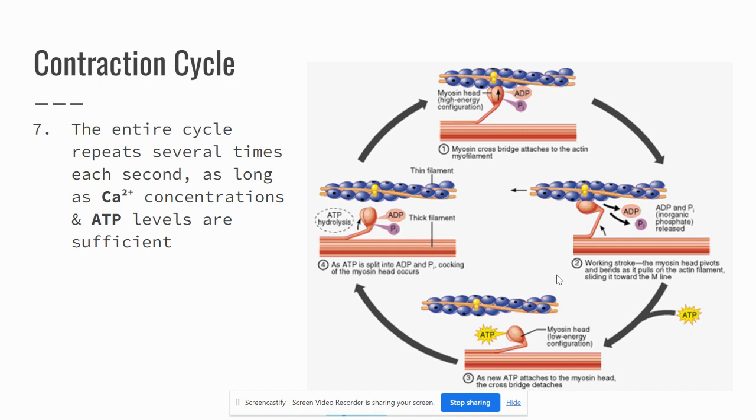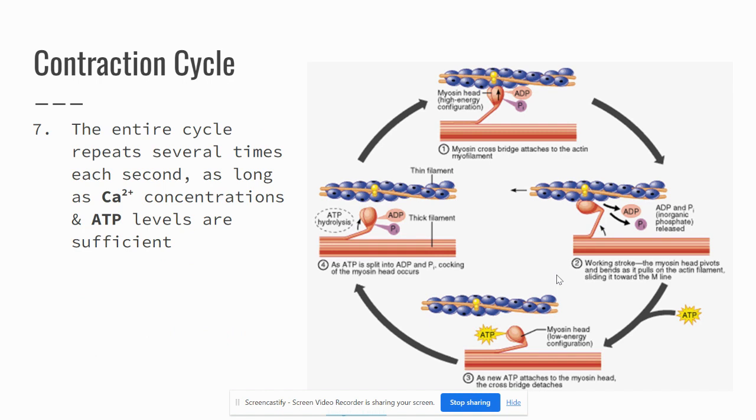Okay, so as long as those two things are true, and as long as what's occurring at the neuromuscular junction continues to occur, meaning that those sodium channels are able to open and close and continue on with their process, we'll continue to have contraction.